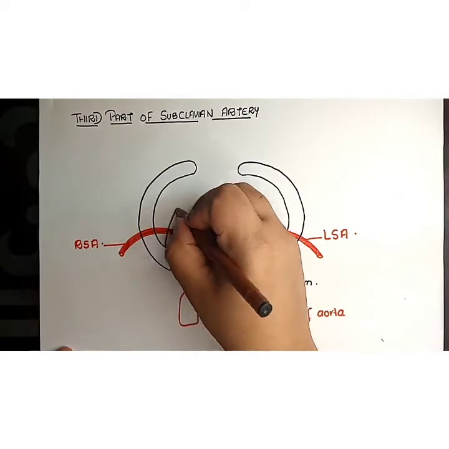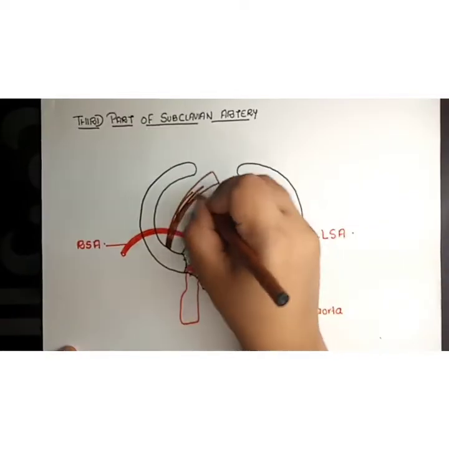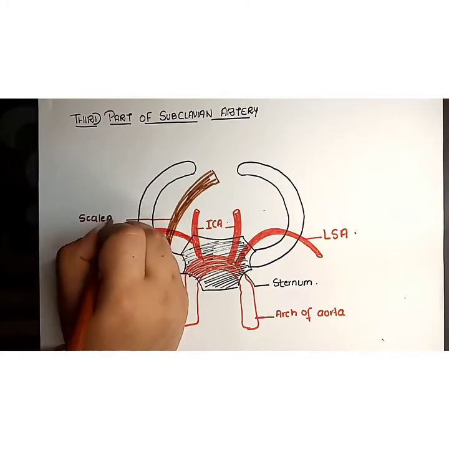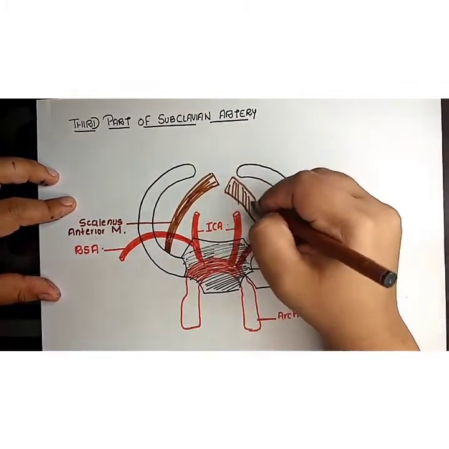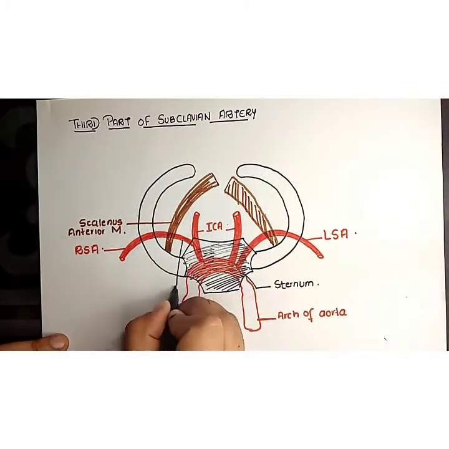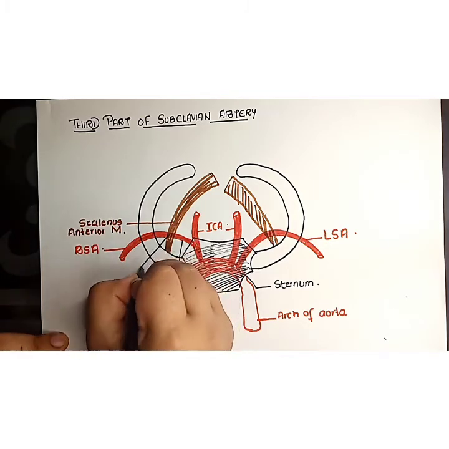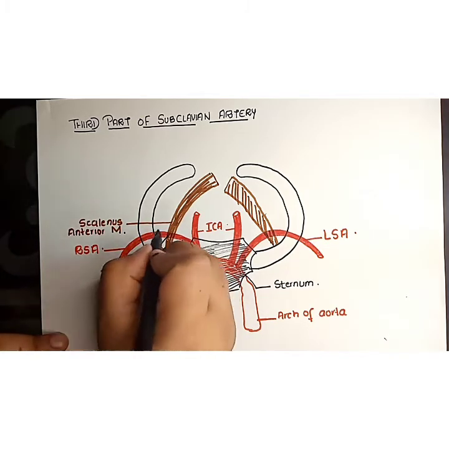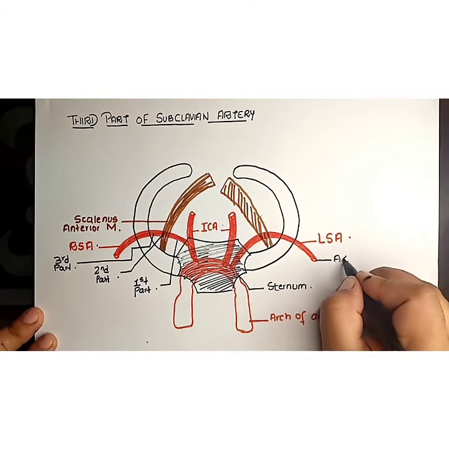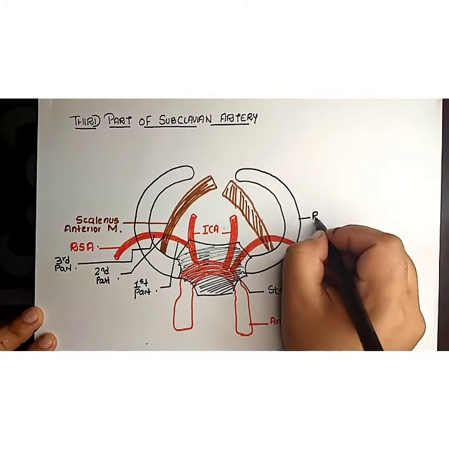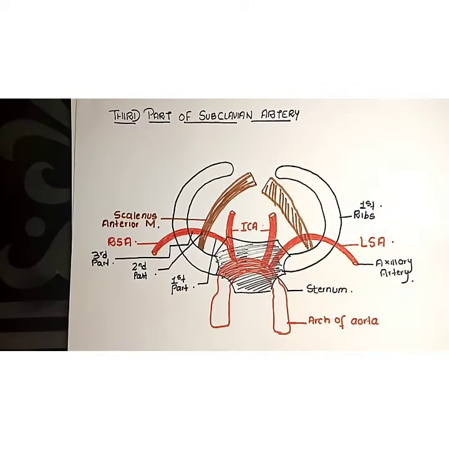So the muscle known as the anterior scalenus muscle divides the subclavian artery into three parts. The part which is medial to the muscle is the first part, behind the muscle is the second part, and lateral to the muscle is the third part. And the axillary artery is the continuation of the subclavian artery in the axilla.